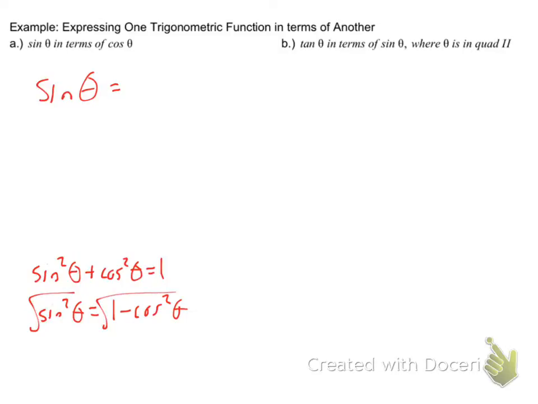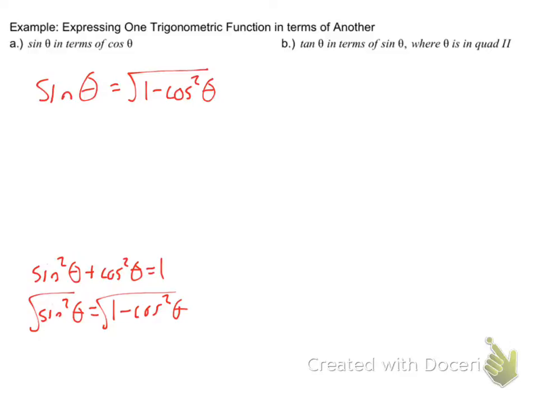Now, notice that this first problem doesn't talk about quadrants. And if it doesn't talk about quadrants, we're going to assume what? First quadrant. So we know everything's positive. So guess what? Sine of theta is the same thing as the square root of 1 minus cosine squared theta. Done.